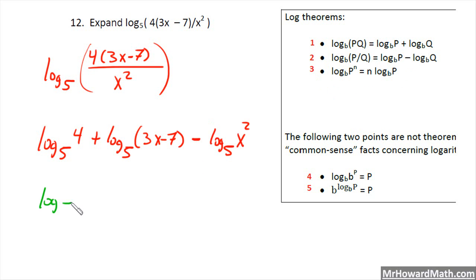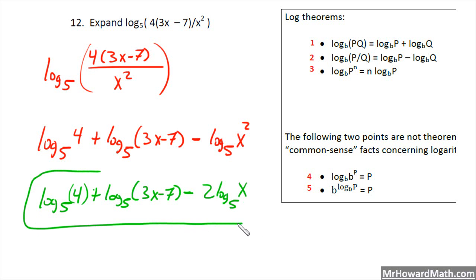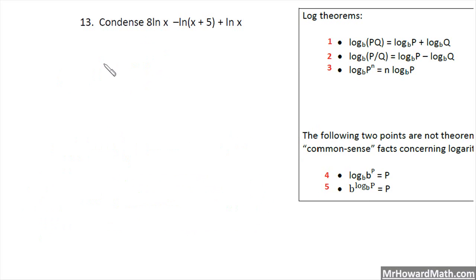So we have finally log base 5 of 4, that's the argument there, put that in parentheses, plus log base 5 of the quantity 3x minus 7, the argument there is this 3x minus 7 quantity, and subtract 2 log base 5 of x, and that is fully expanded. Okay, problem 13 says condense.